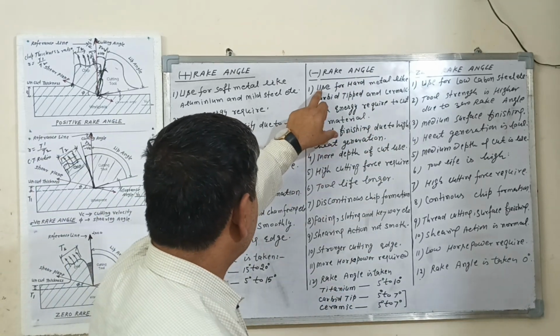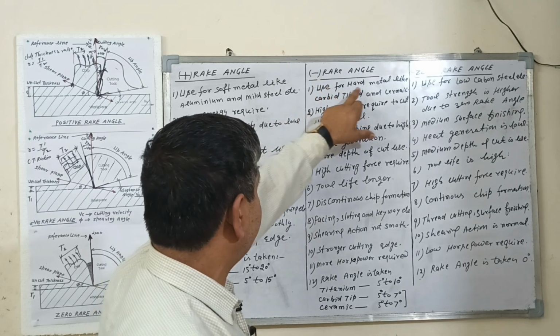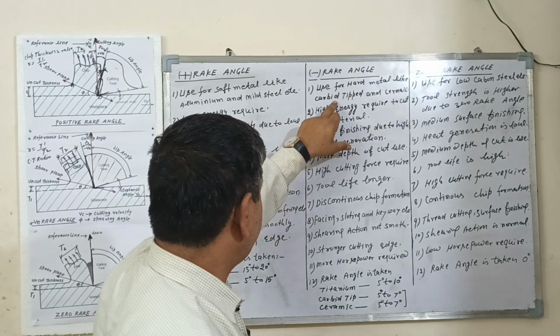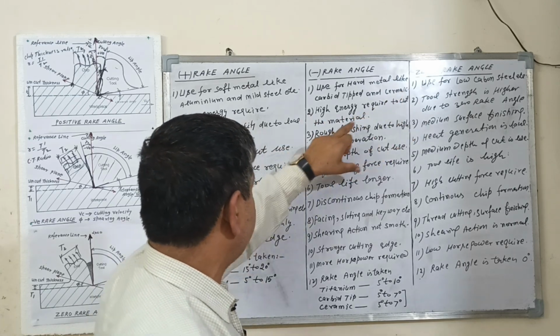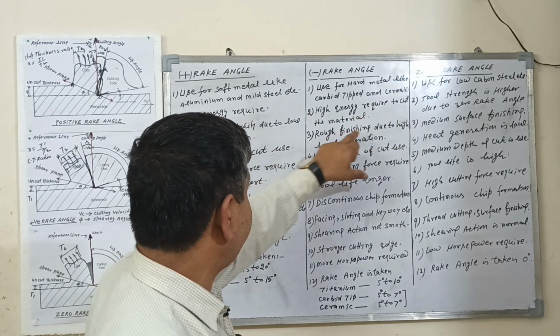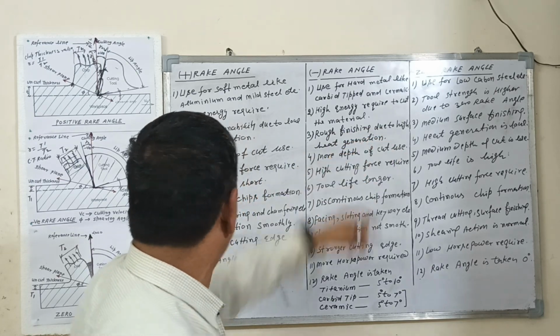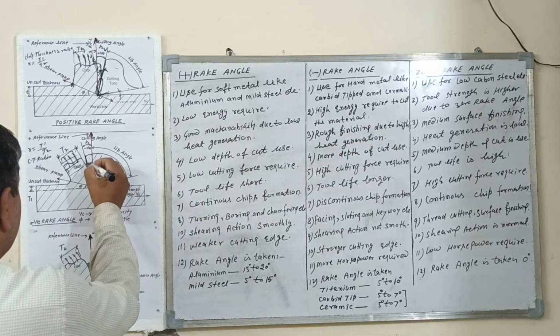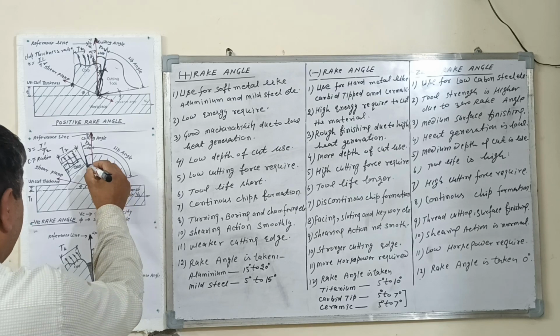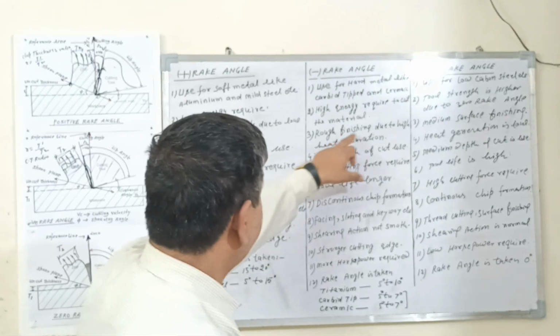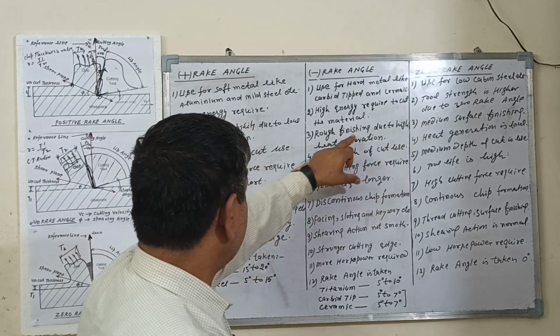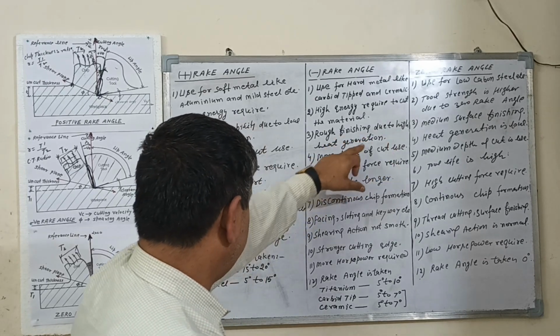Number one is the negative rake angle, used for hard materials like carbide tips and ceramic. Number two is high energy required to cut the material. Number three is rough finishing due to the high heat generation. High heat generation means the contact area is very high, so the heat generation is very high, and rough finishing is obtained.